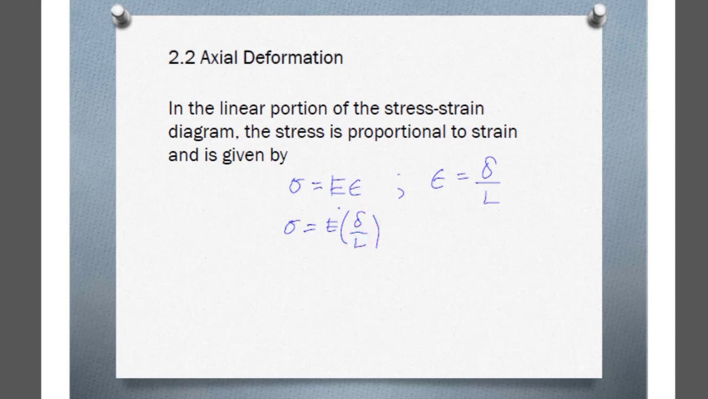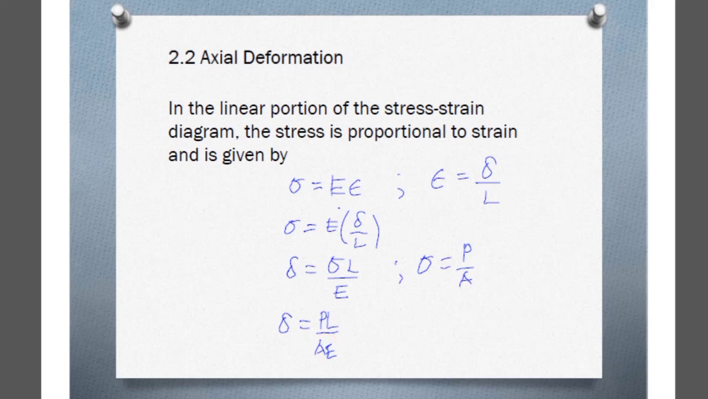And if we are going to express this in terms of the deformation, then we have here the deformation is equal to the stress multiplied by the length over the modulus of elasticity. And this is our equation in solving for the deformation given the stress, the length, and the modulus of elasticity of the material. But since we know that stress is equal to force over area, then substituting that in our equation, we would have the deformation is equal to PL over AE.